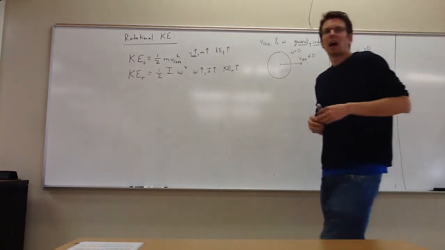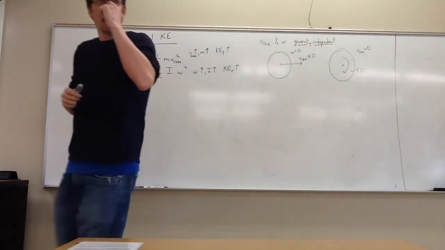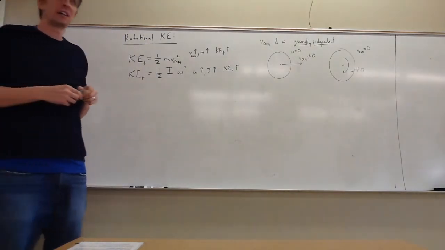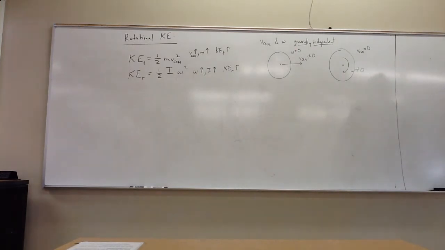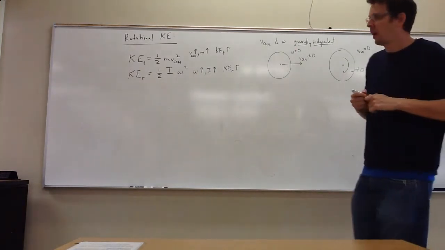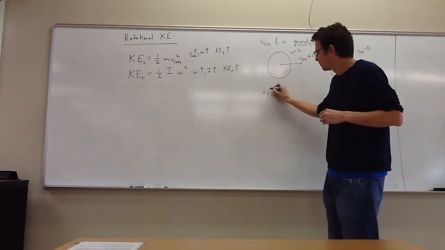But I want to focus in on a particular kind of motion where you have both kinds of energy. So you have both the center of mass moving and there's some rotation around it, which is very common, called rolling.